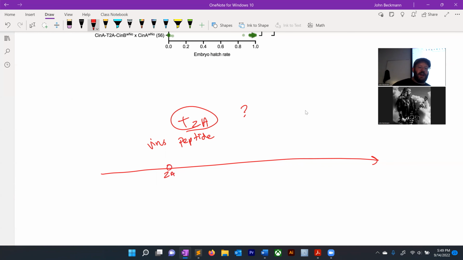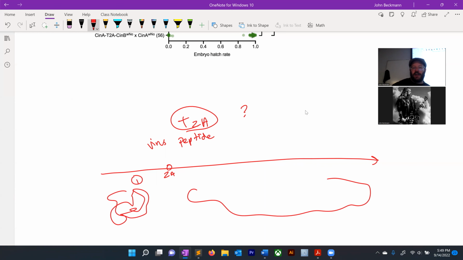If you put a 2A peptide sequence in your gene, when the ribosome reads this messenger RNA, it skips. And so it'll code for a protein 1 here, and then over here, it would code this as a protein 2.